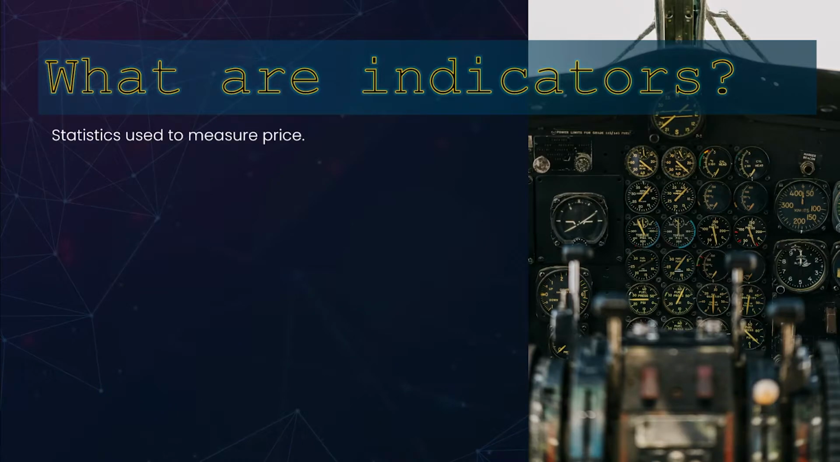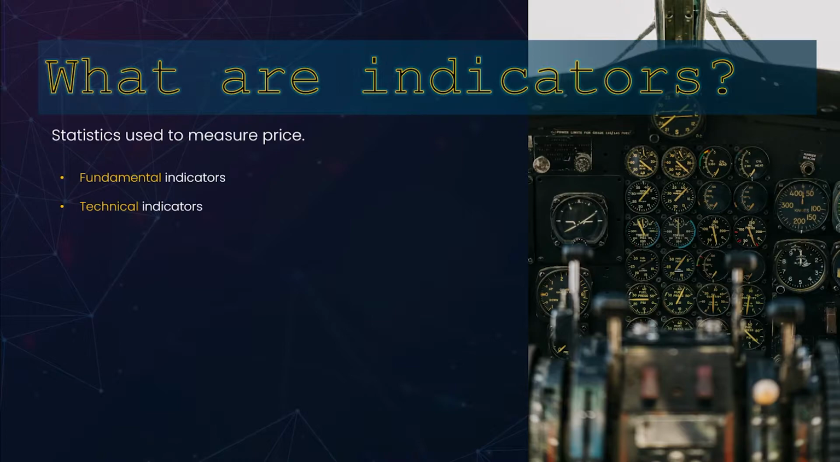Now what are indicators exactly? Indicators are statistics used to measure current conditions as well as to forecast. There are two types of indicators, fundamental indicators and technical indicators. In this video we will cover technical indicators.